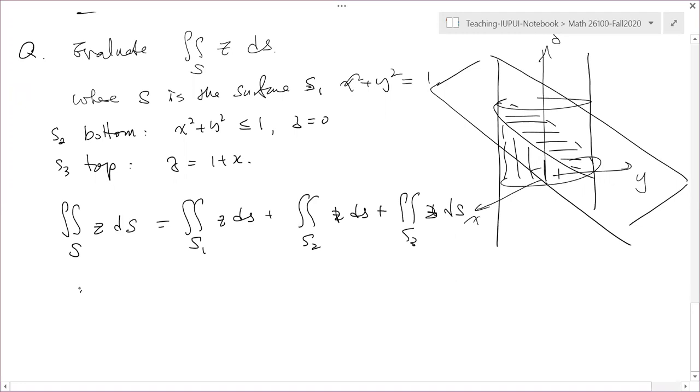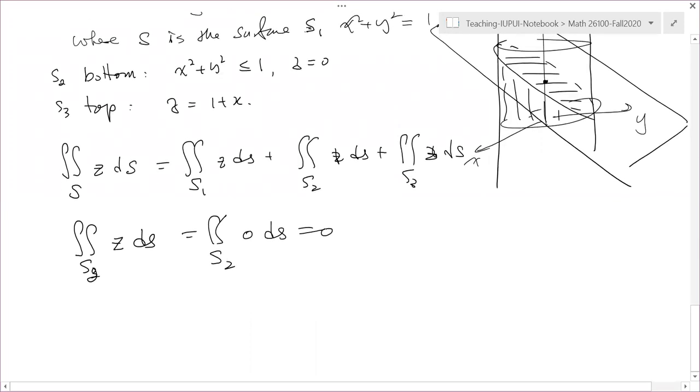Clearly S2 is at the bottom. At every point the value of the function is equal to the third component, z. So on S2, z is going to be zero, so that integral is zero. And S3 is the top. So these can be just 1 plus x, and dS can be changed to that.